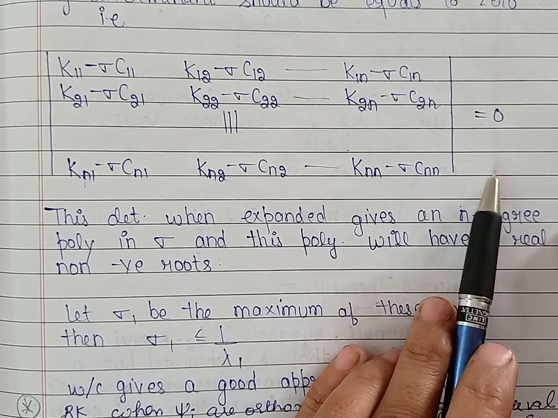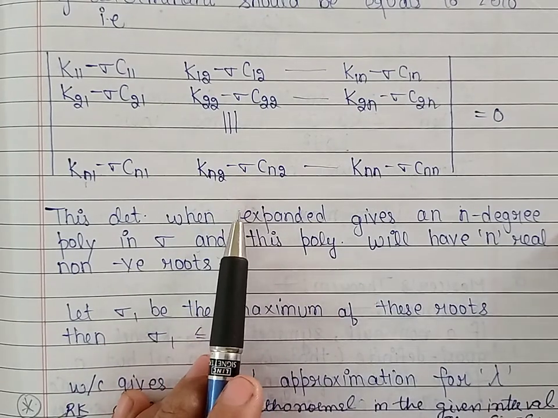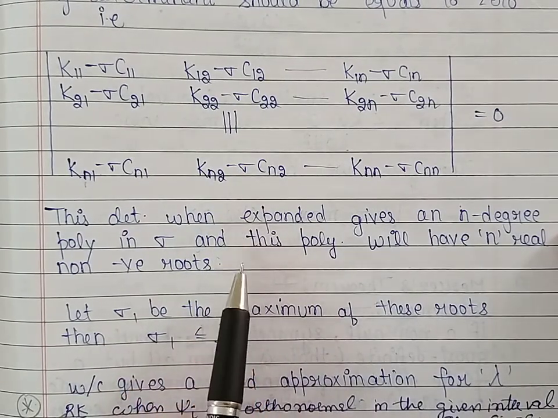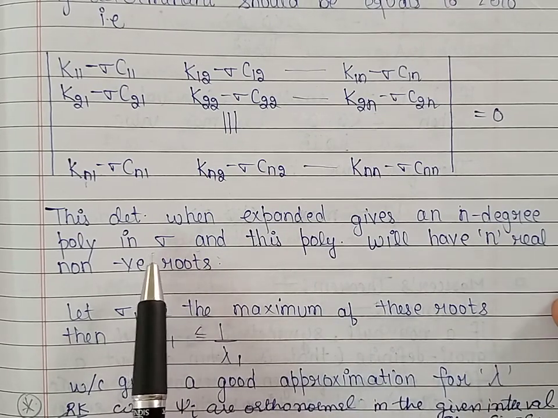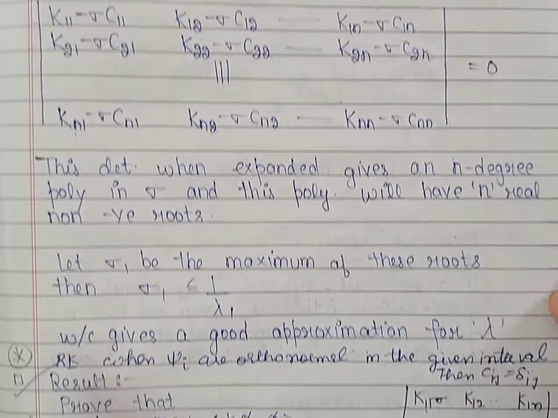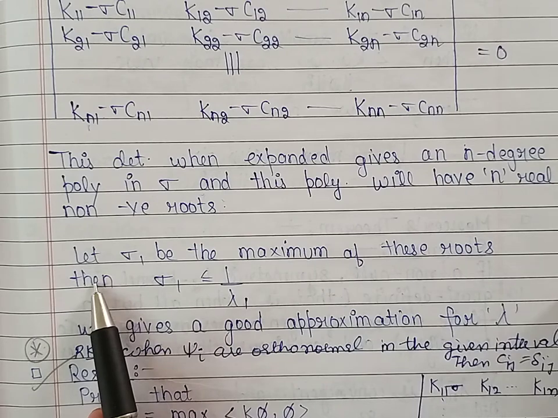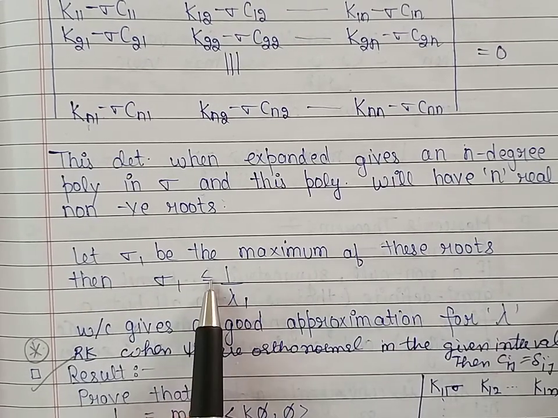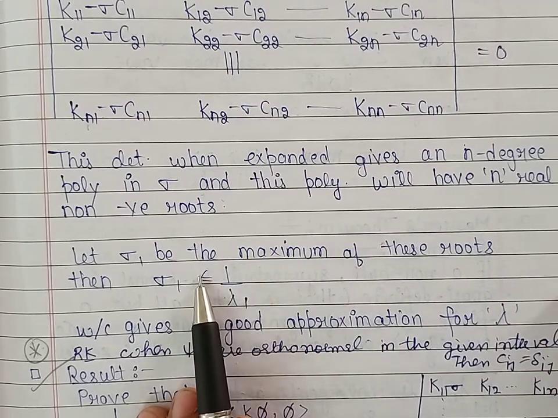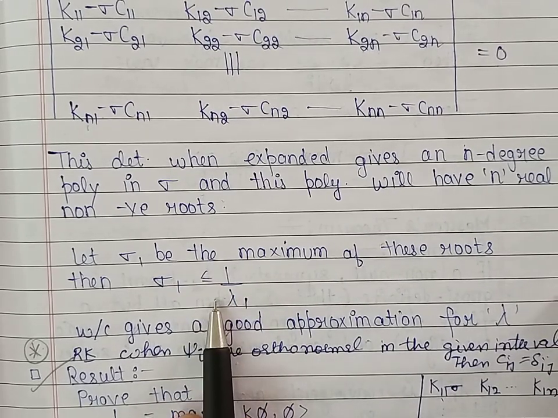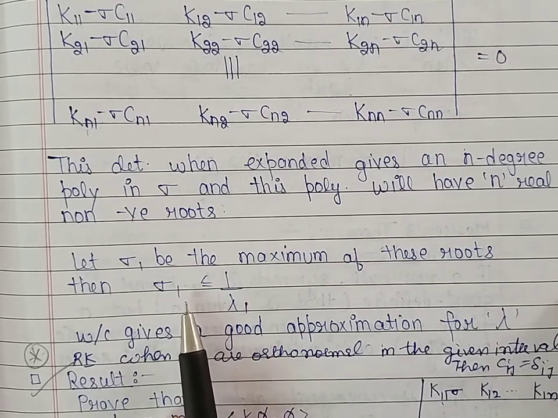This determinant, when expanded, gives us an equation of nth degree in sigma, and that will have n real and non-negative roots. So if we take sigma 1, the maximum of these roots, in that case sigma 1 is less than or equal to 1 by lambda 1, and this gives us a good approximation for the eigenvalue lambda. So this is the Rayleigh method to find the first eigenvalue.